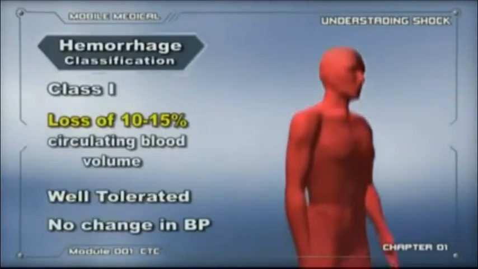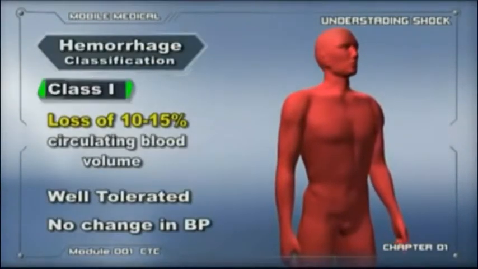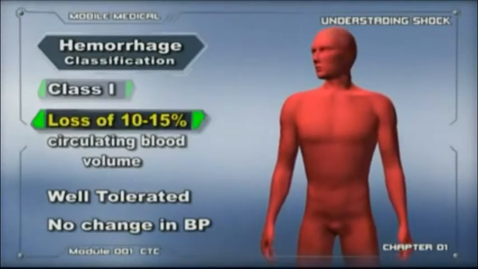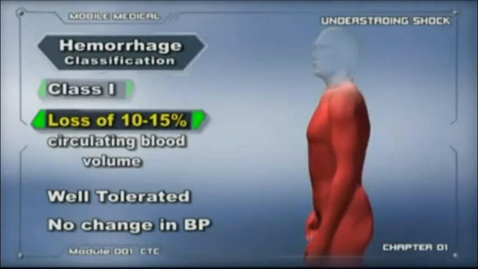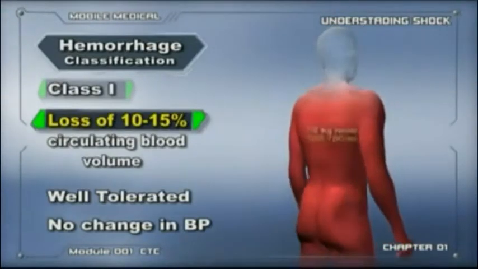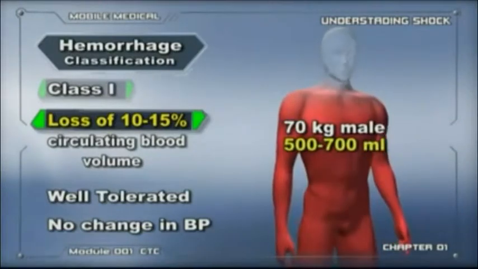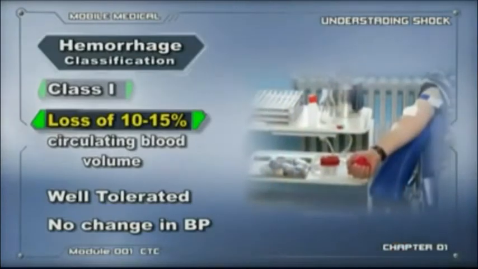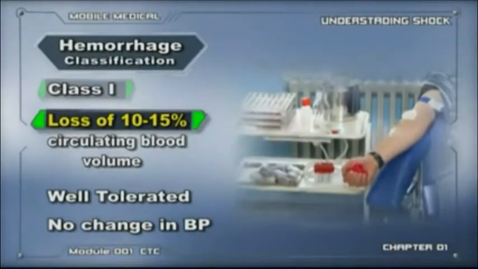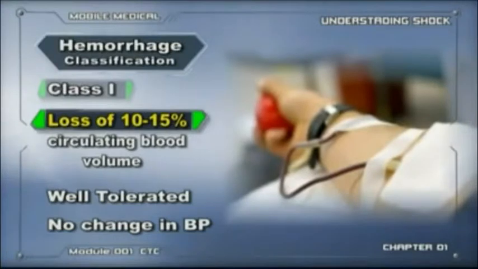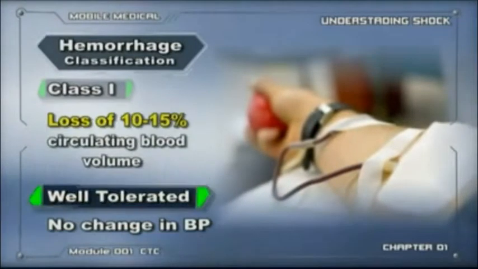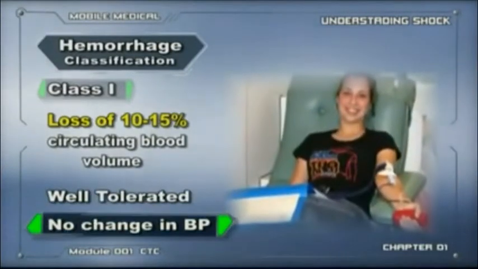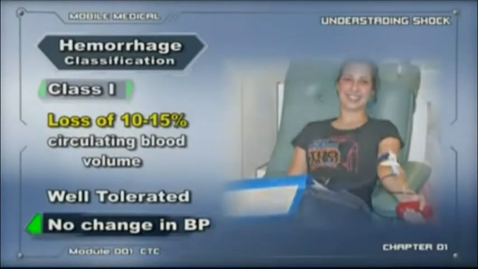Hemorrhage has been further stratified into classes. Class 1 hemorrhage occurs when there is a loss of 10 to 15% of the circulating blood volume. In a 70-kilogram male, this would be between 500 and 700 milliliters. For perspective, when a person donates blood, typically 500 milliliters of blood is removed. This amount of blood loss is typically well tolerated and no change in blood pressure is usually seen.